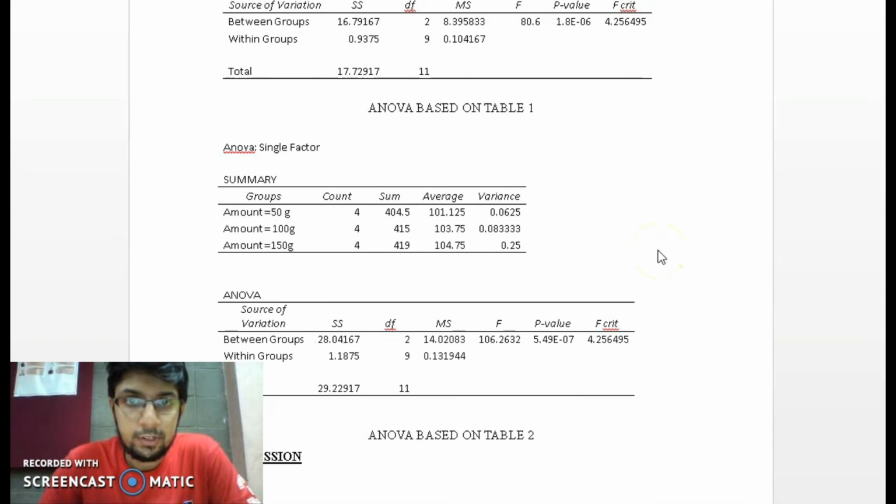Based on these two ANOVA tables that we have plotted, we do know that both of the hypotheses are not accepted, which is not true. This is because the test statistics for both ANOVA tables are bigger than the F critical.